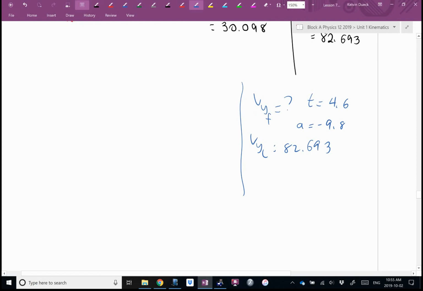Oh, probably my favorite equation because I've used it so much. Which one, Erica? Did you say D? I don't have a D. Yeah, and now you realize, oh, I was overcomplicating that. Which one? Vi plus AT.